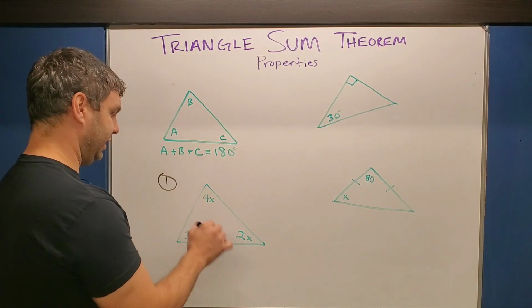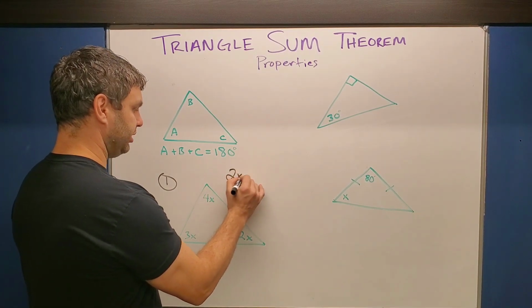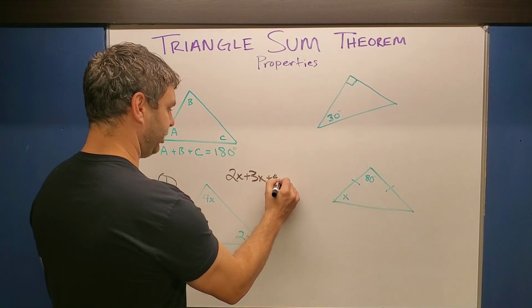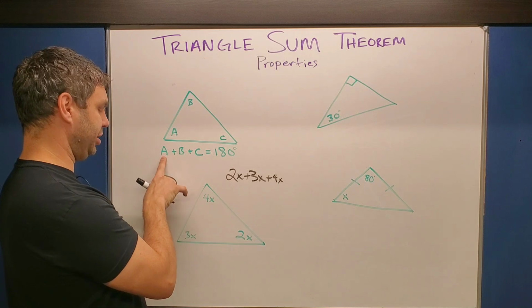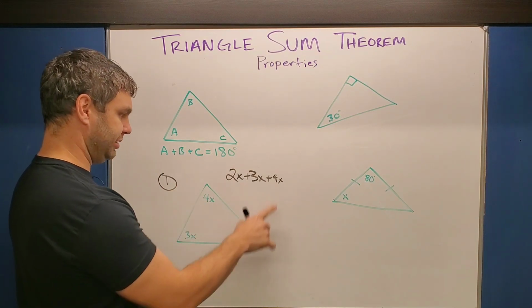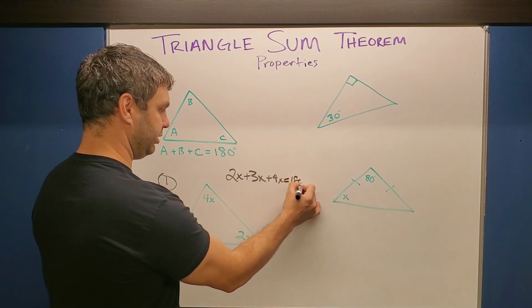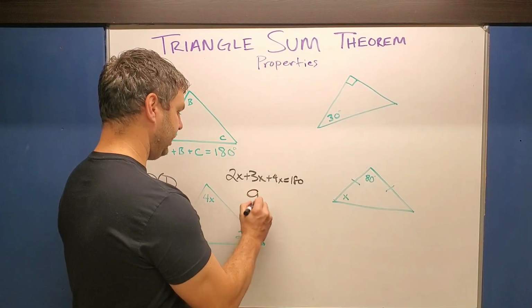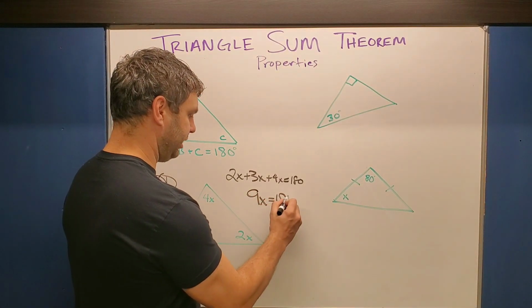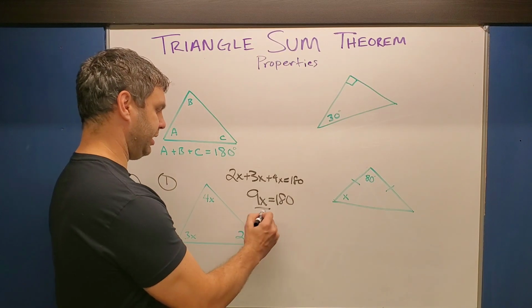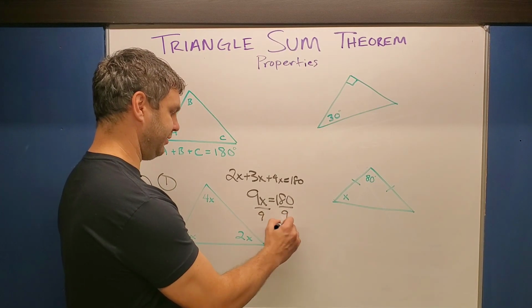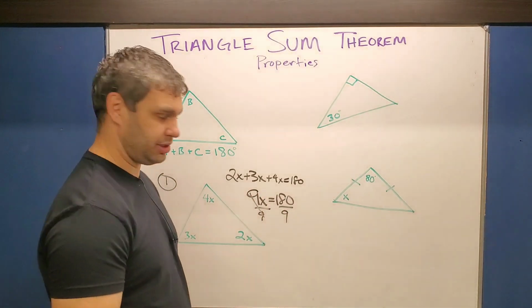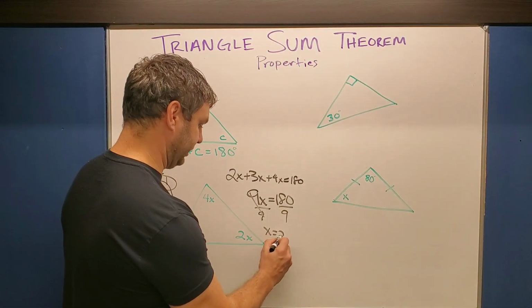First off, I'm going to add those up. I'm going to say 2x plus 3x plus 4x equals 180. This will be like my A, my B, and my C in this triangle. So I'll just say equals 180 degrees. What is 2 plus 3 plus 4? Well, that's 9. Now I have 9x equals 180 degrees. If I divide by 9, what is 18 divided by 9? That's 2. This has an extra 0 on it, so it'd be 20. x is going to equal 20 here.